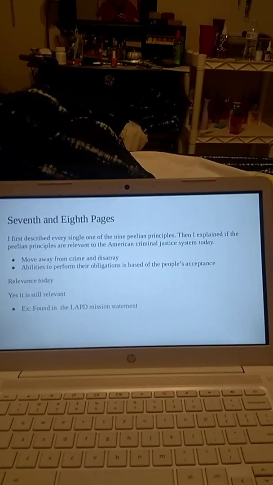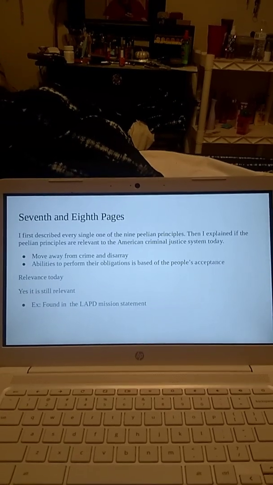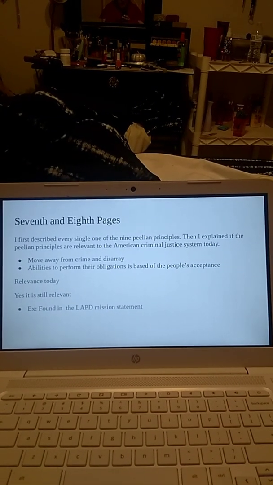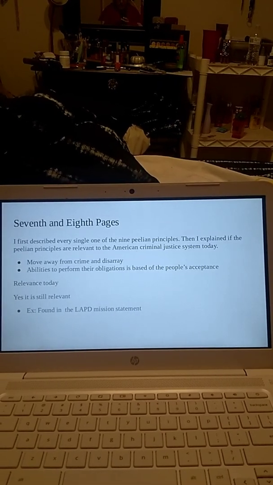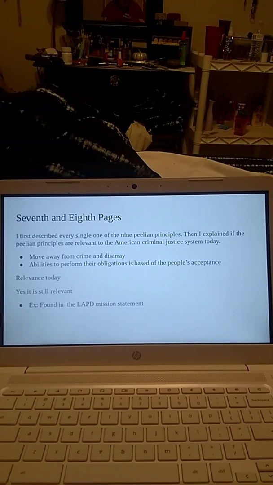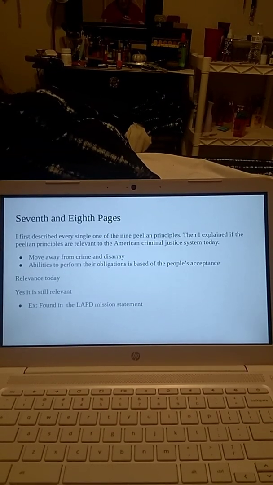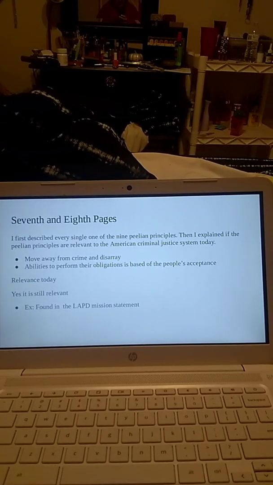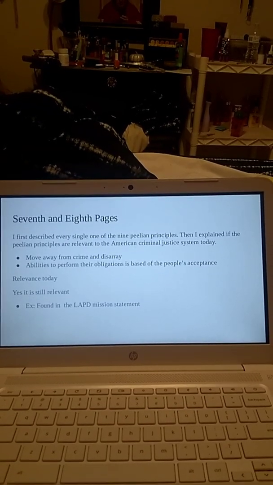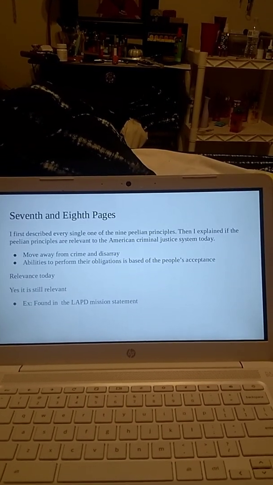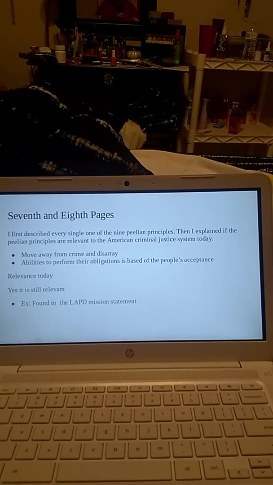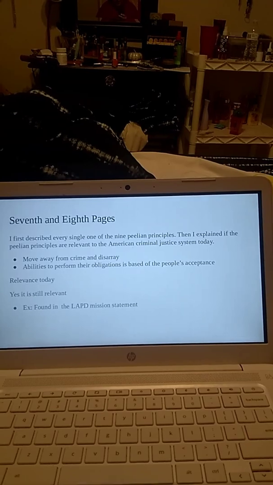On my 7th and 8th pages, I first described every single one of the 9 Peelian principles. Then I explained that the Peelian principles are relevant to the American criminal justice system today. Some examples of the Peelian principles that I have inserted in my paper are: they moved away from crime and disorder, and the ability to perform their obligations is based off of people's acceptance. Are they still relevant today? Yes, the Peelian principles are still relevant today. In my paper, I had an example of where they are found in a mission statement.